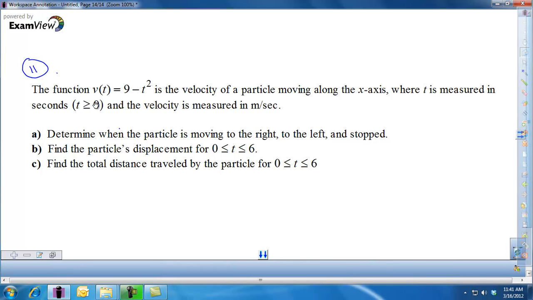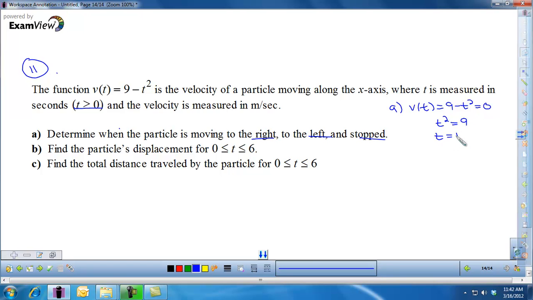Okay, number 11 says the function v of t is equal to 9 minus t squared is the velocity of a particle moving along the x-axis, where t is measured when t is greater than 0. So we want to determine when the particle is moving to the right, to the left, and when it's stopped. It is stopped when your velocity is equal to 0. So solving, we get t squared equals 9, or t equals plus or minus 3. Since time cannot be negative, it is stopped when t equals 3.